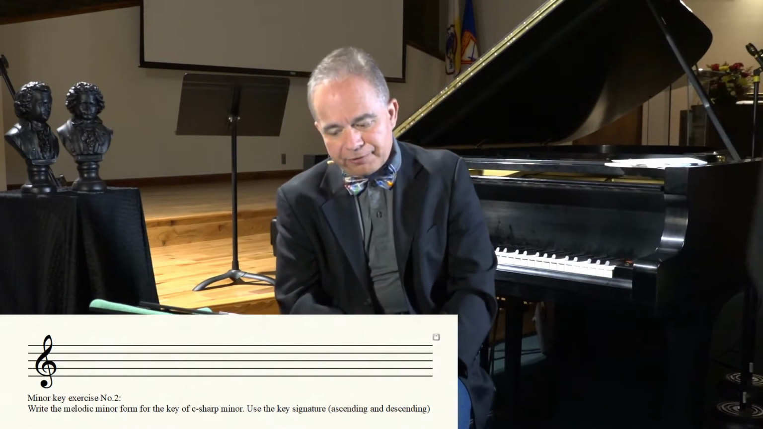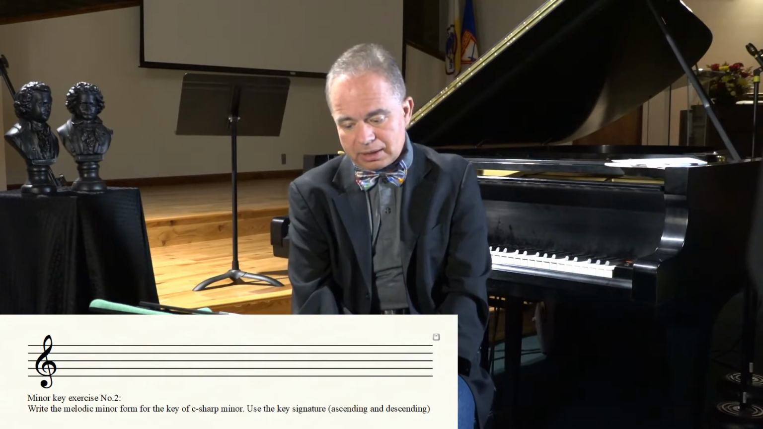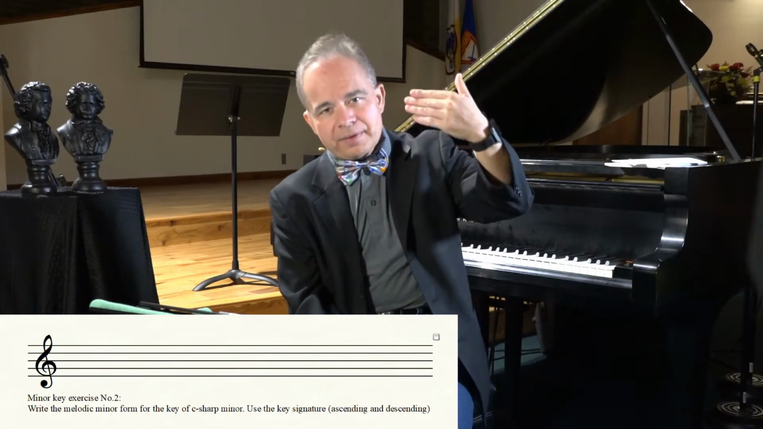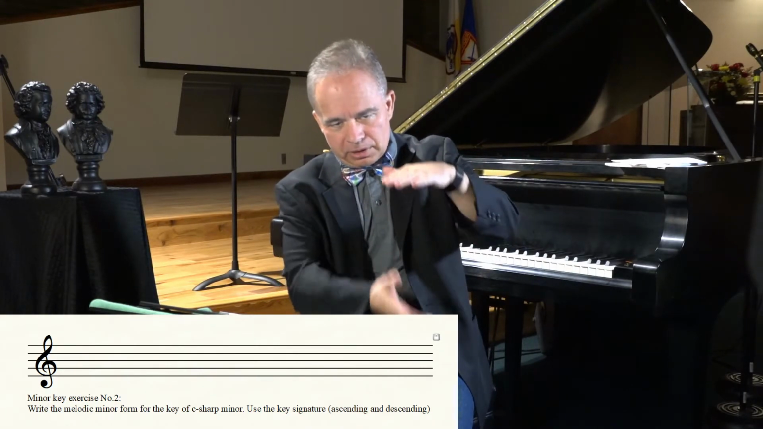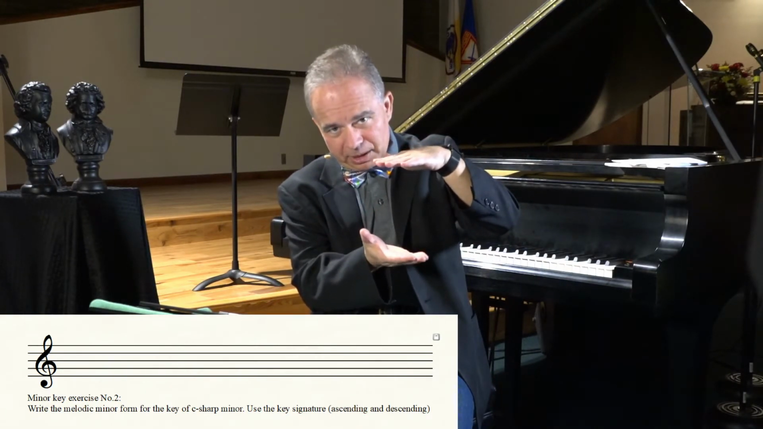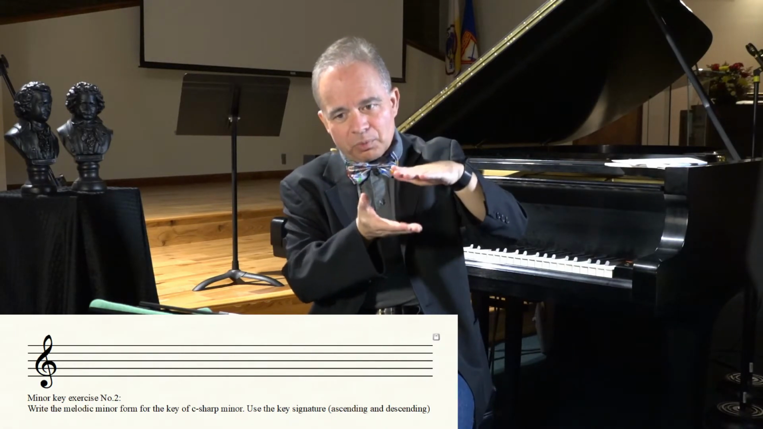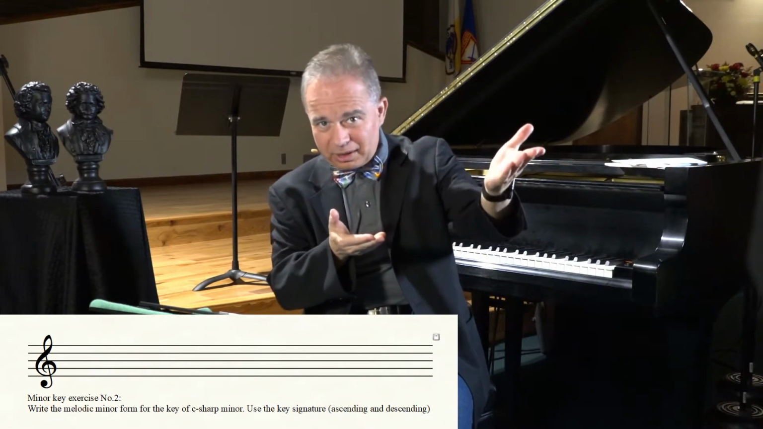Write the melodic form for the key of C sharp minor. Use the key signature, ascending and descending. So this is the melodic form. The melodic form has the 6th and the 7th degrees raised. And we're dealing with C sharp minor. So we're given the bottom key, the minor key. We have to go up a minor third to find out what the relative major is, so we can find out what the key signature is.